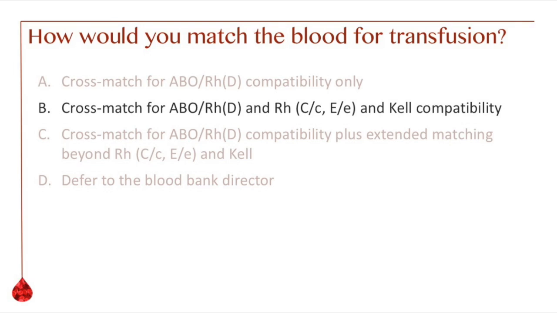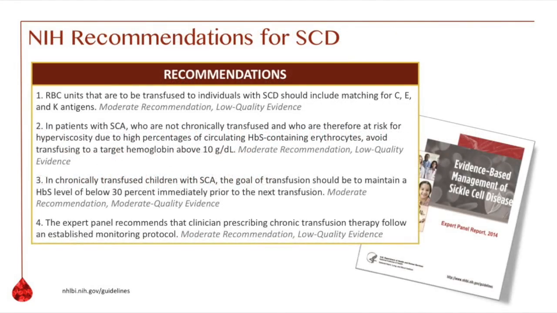Consultation with the blood bank director is desirable. However, the clinicians directly caring for the patient need to assess the most appropriate approach based on the clinical situation. The NIH recommendations suggest that the blood cell units that are transfused to sickle cell patients should be matched for ABO, RHD, CE, and KEL antigens.